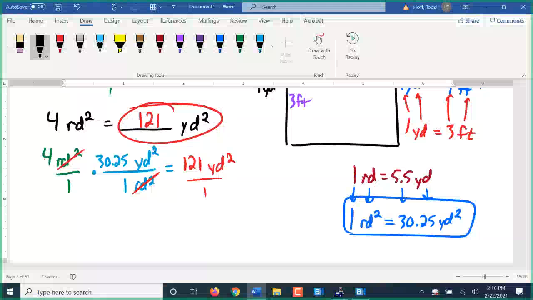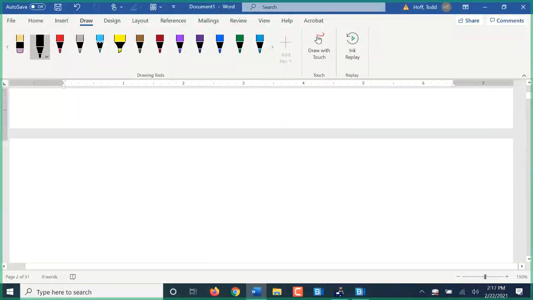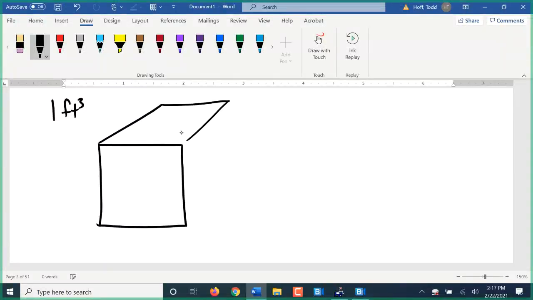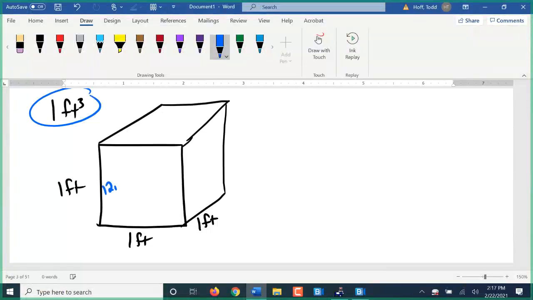What if we were talking about volume? What if we had a cubic foot? Well, a cubic foot is defined to be a cube, similar to the square foot. This is 1 foot by 1 foot by 1 foot. It's a cube that's 1 foot on all sides, in every direction. That's 1 cubic foot by definition. Well, that cubic foot would be 12 inches by 12 inches by 12 inches, giving us not an area, but a volume.